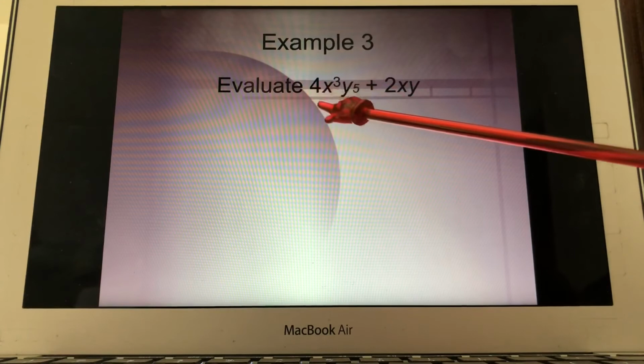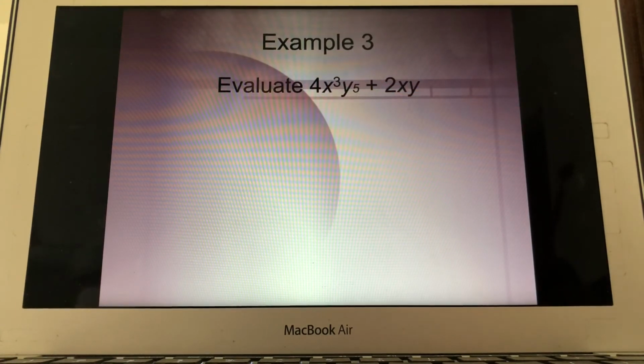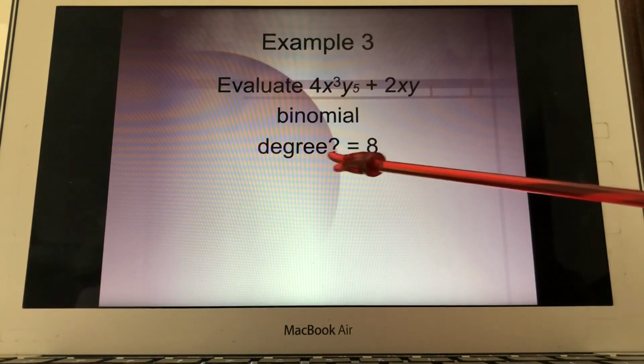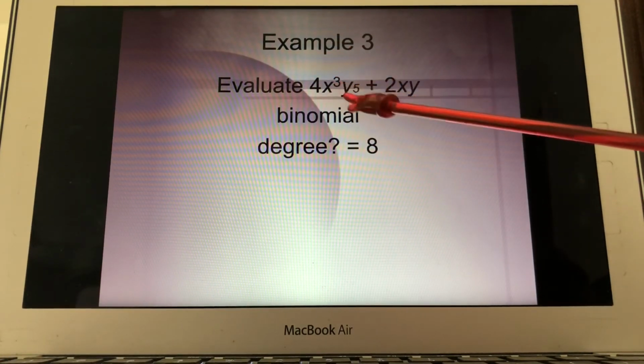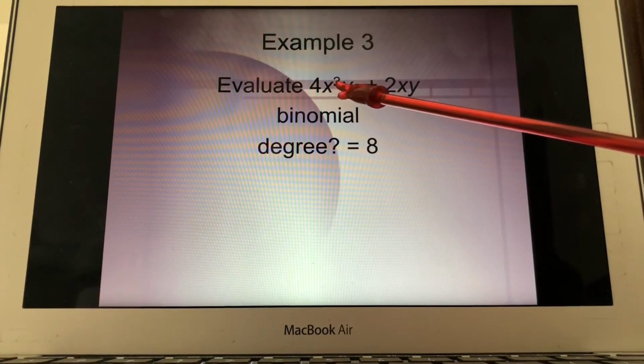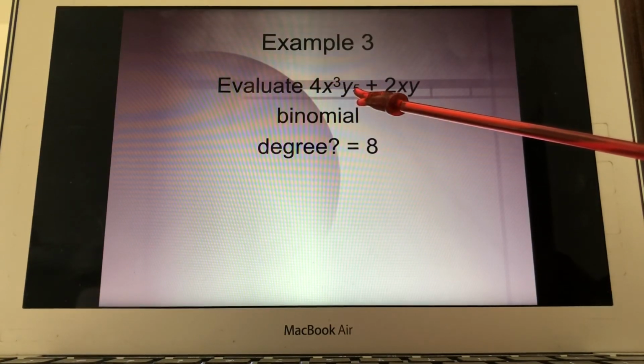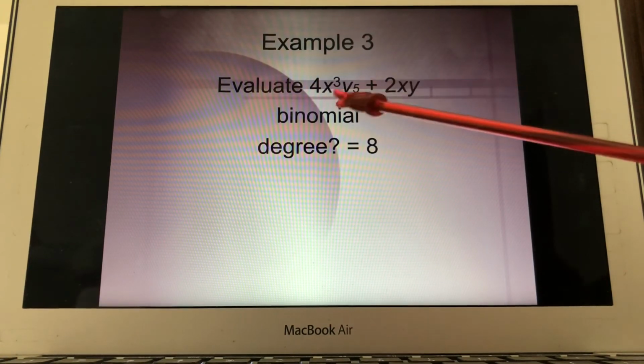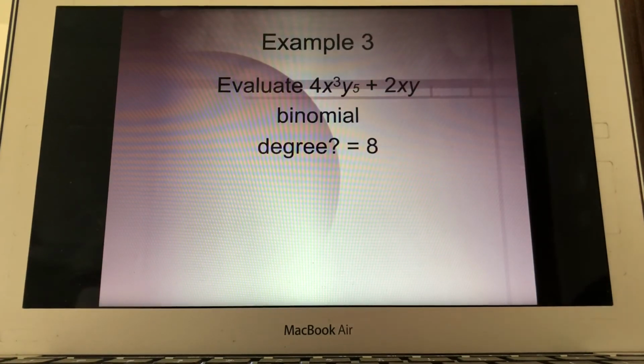Okay, for this polynomial, this binomial, what is the degree? The degree of this binomial is 8, because we have 3 and 5, 3 plus 5. Here we only have 1 plus 1. So 8 is greater than the 2, so the degree is 8.